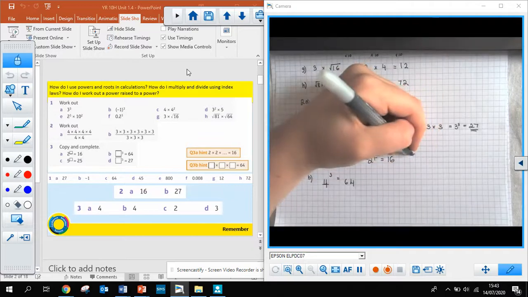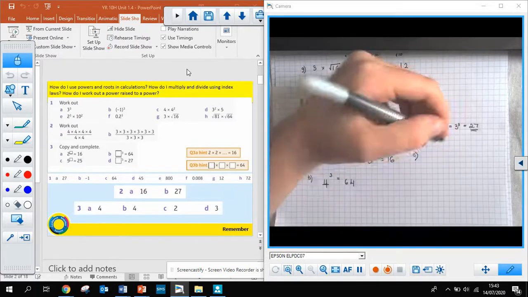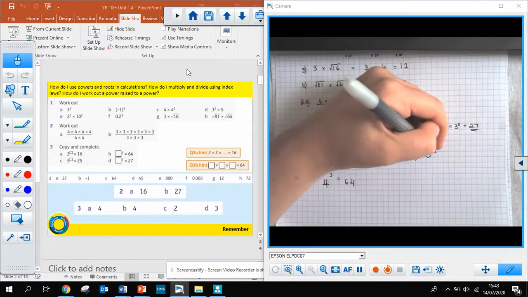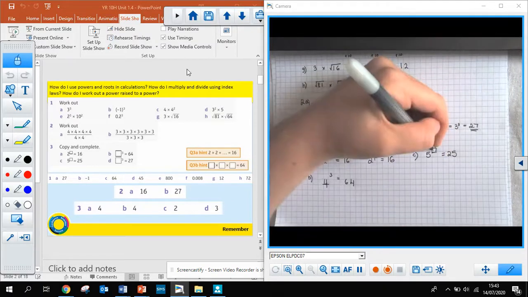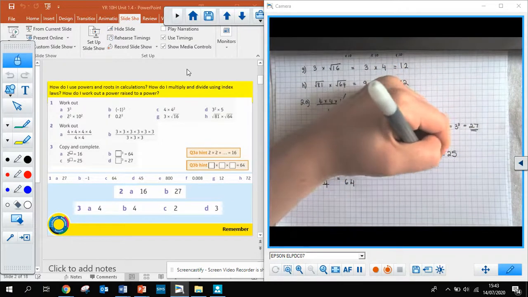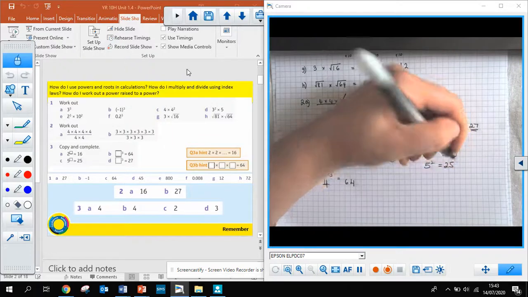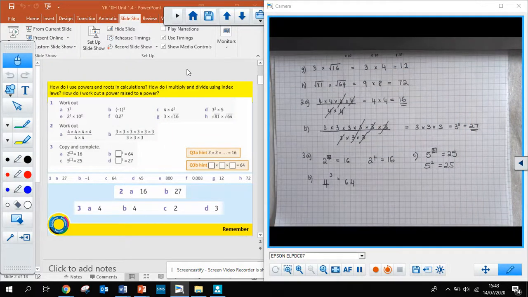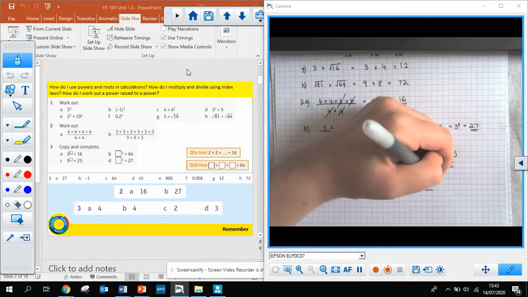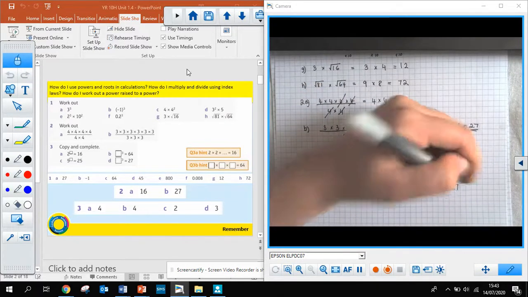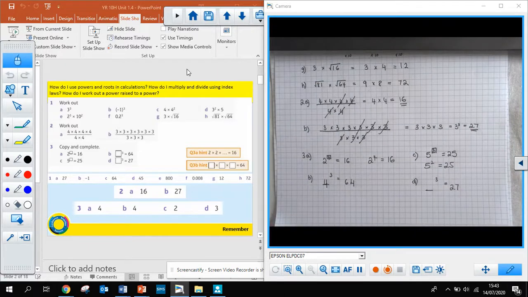Part C, we've got 5 to the power of something gives me 25. That should be one that you know. It's 5 squared. So I'll write that out again. So 5 squared is 25. And then part D, something cubed is 27. Again, this is one that you should know. It's 3. 3 cubed is 27, because 3 times 3 is 9, times 3 is 27. Okay?